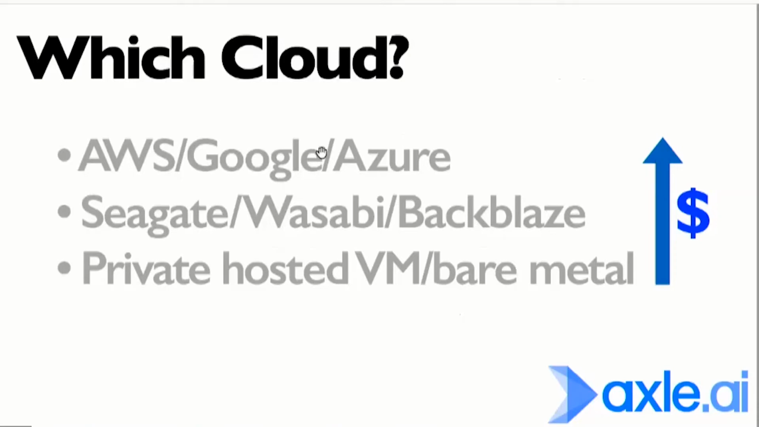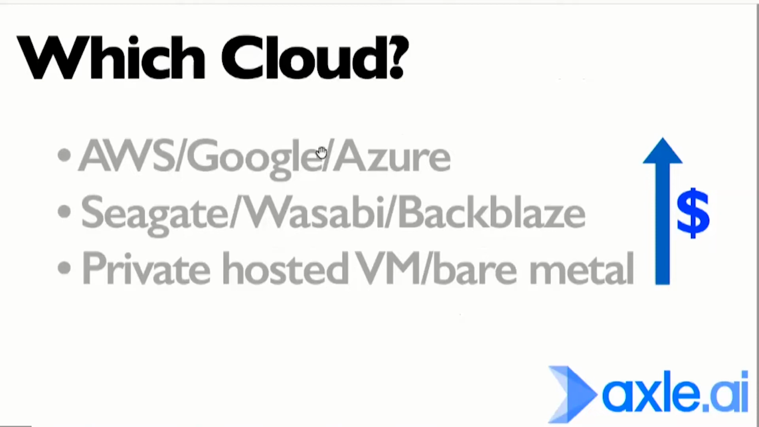Now, which cloud? And again, that's been touched on earlier, but basically the more you spend, the richer the ecosystem you get. So the top of the pyramid is AWS. Google and Azure are similarly priced, but not quite the same level of breadth yet. But what's been interesting the last few years is that there are some more affordable options.